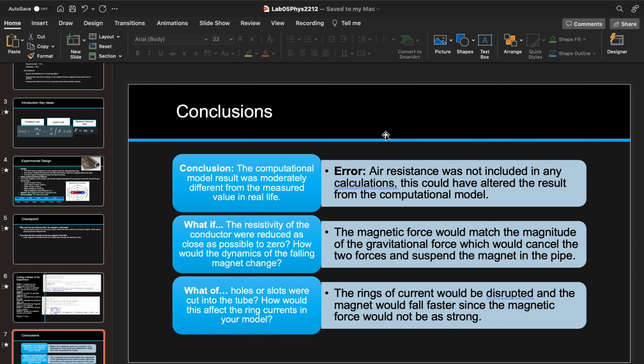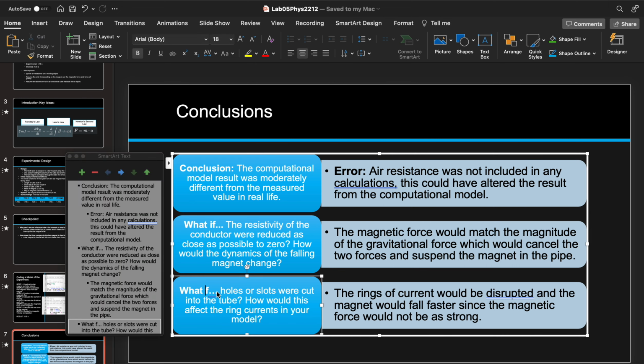What if the resistivity of the conductor were reduced as close as possible to 0? How would the dynamics of the falling magnet change? The magnetic force would match the magnitude of gravitational force, which would cancel the two forces and essentially suspend the magnet in the pipe.